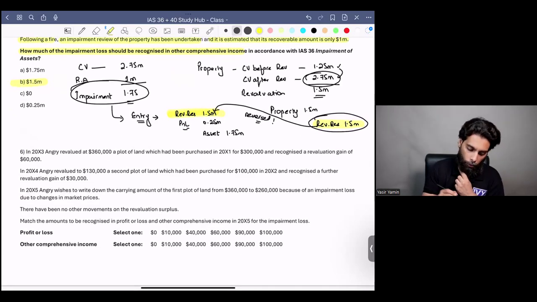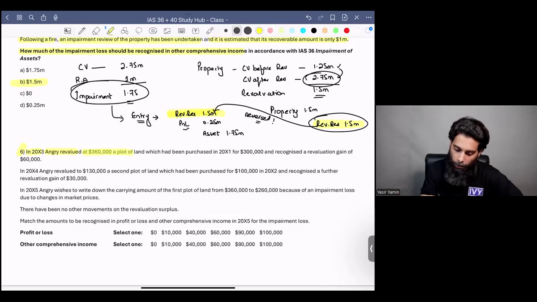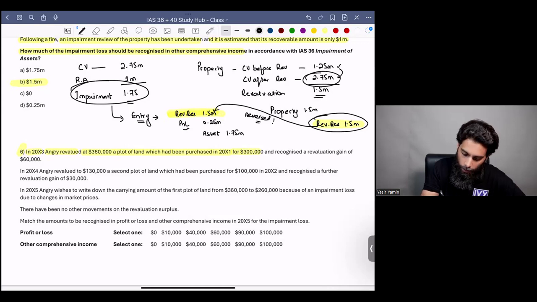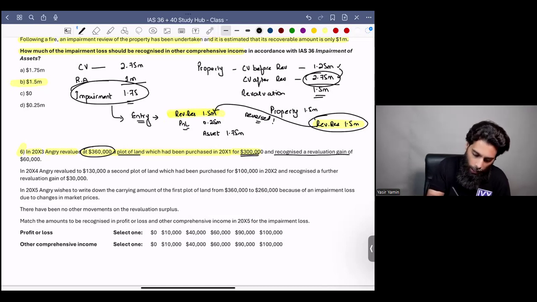Very good. Let's move towards the last question of tonight. In 20x3, Angry revalued a 360,000 plot of land which had been purchased in X1 for 300,000. So you had a plot of land which was earlier purchased for 300,000. You revalued it to 360,000 and hence you recognized a revaluation gain of 60,000. What would have been the accounting entry? Land debit 60,000, guys. Revaluation reserve through OCI credit 60,000.